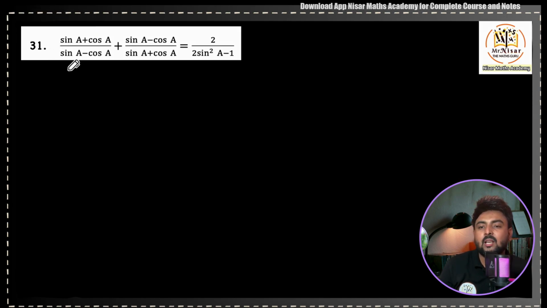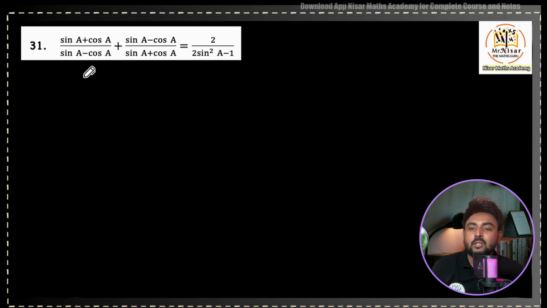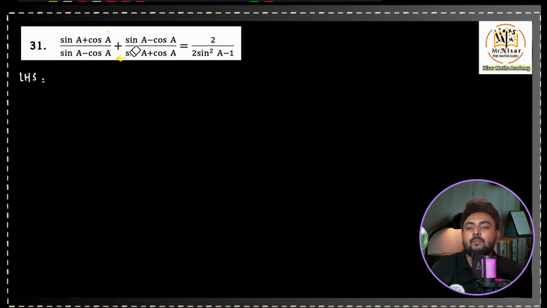Yeah, the next question we have sine a plus cos a upon sine a minus cos a, plus sine a minus cos a upon sine a plus cos a. Okay, so the denominators are not same. Again we'll start doing this question with the help of cross multiplication. So I'll take the left hand side, okay, then multiplying, see, cross multiplication, this will be multiplied with this and this will be multiplied with this, and denominators will be multiplied to each other.